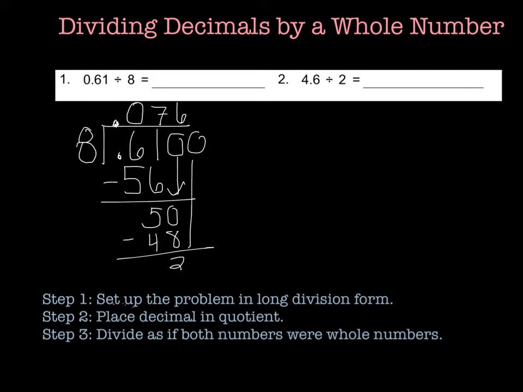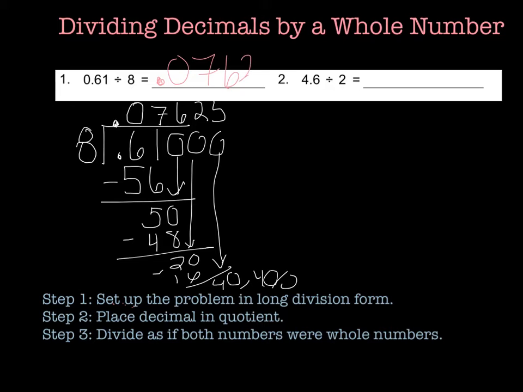Add a 0. Bring it down. 8 will go into 20 2 times, which will give me 16, and I will have 4 left over. Add a 0, bring it down, and 8 will go into 40 5 times exactly, which will leave me with 0, and I can stop. So my answer would be the following.